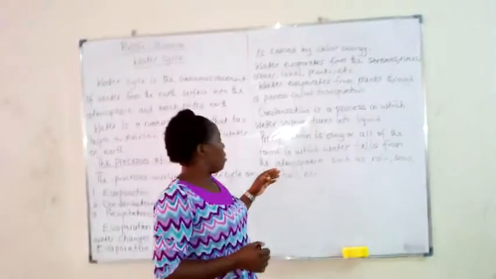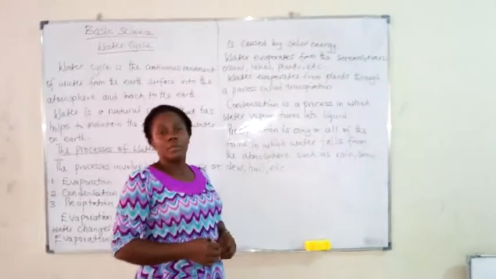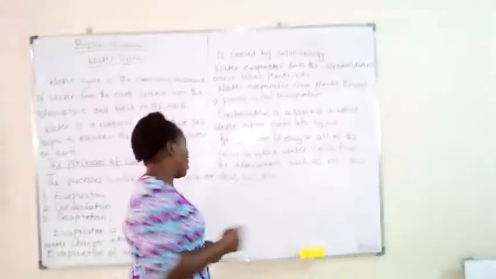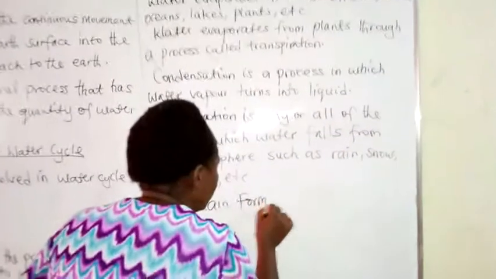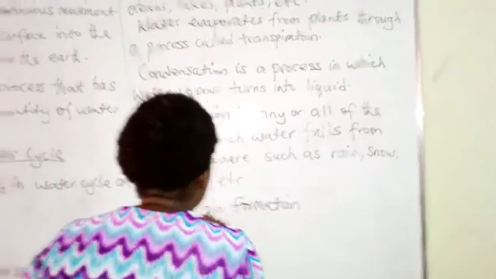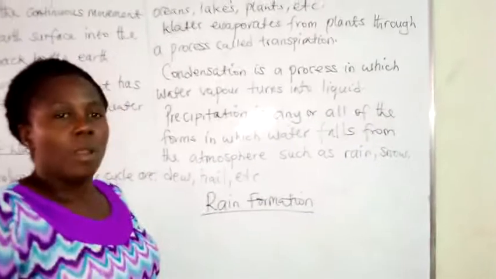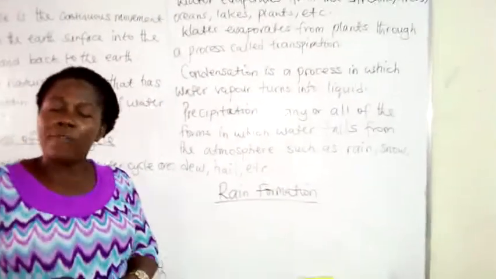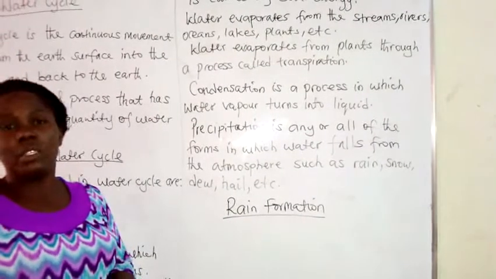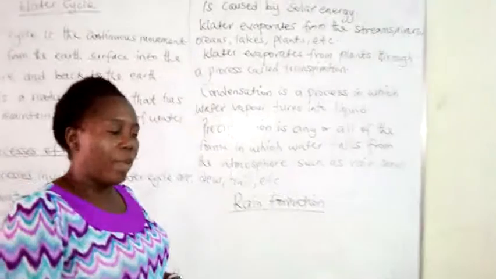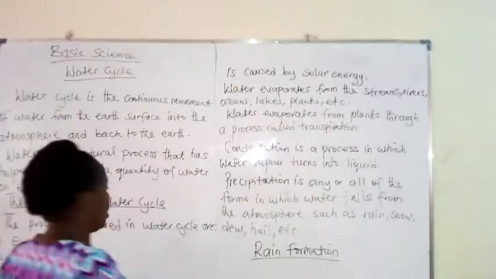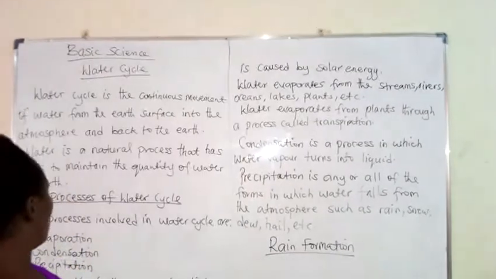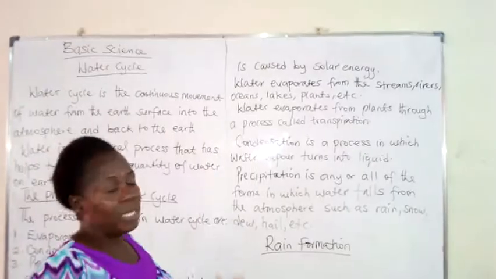Alright, now this rain, how does it form? Briefly, that's what we want to look at. So we are going to talk about rain formation. Rain formation is very, very important in the water cycle. So also is cloud formation. That is very, very important for rain to be formed. Now it is these processes that we have considered already that are involved. So I just want to quickly go through it again.